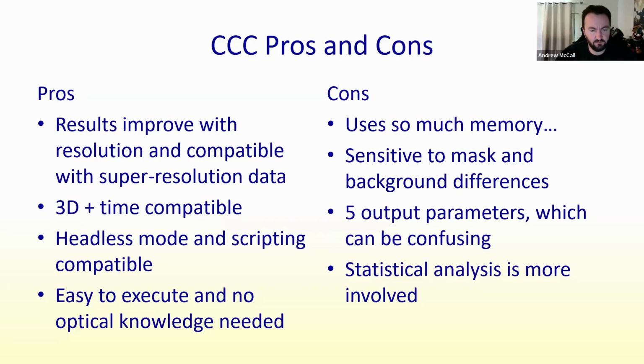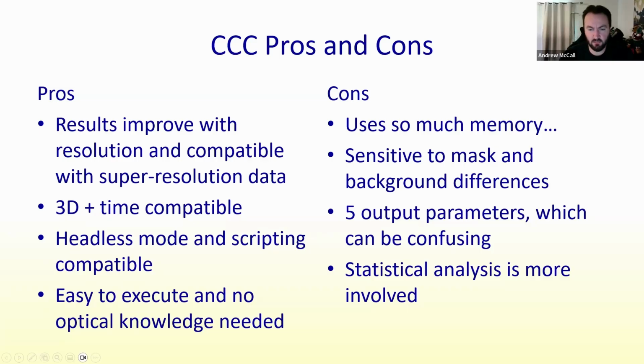I've never tested that myself. I don't have access to one, but it should be compatible with that. And like I said, it's scripting compatible, both Groovy and PyImageJ. This does not work great in ImageJ macro because ImageJ cannot read from the SciJava tables. Anyway, it's also relatively easy to execute, especially in comparison to other cross-correlation algorithms. Some of the cons: it does use a lot of memory.